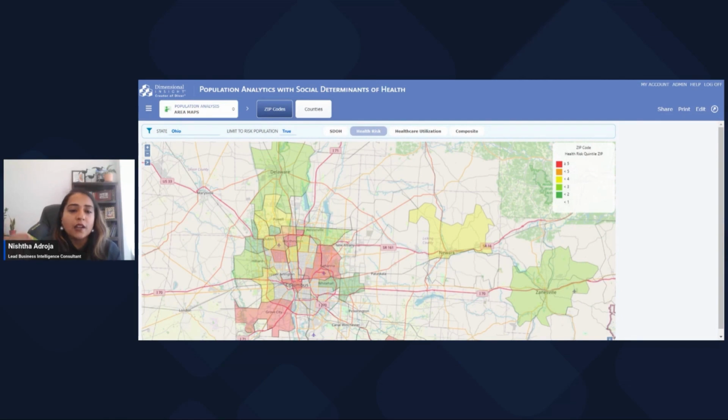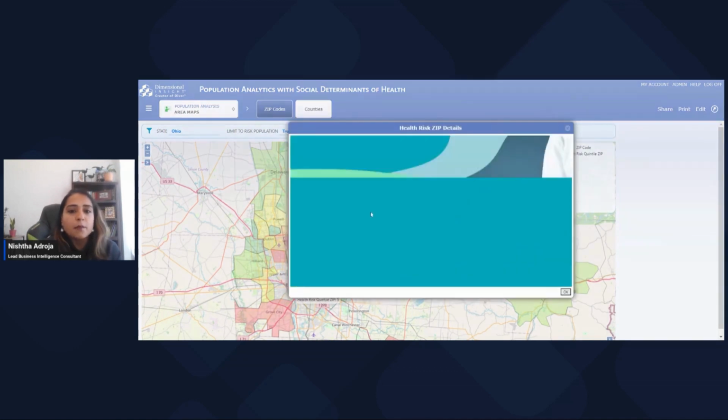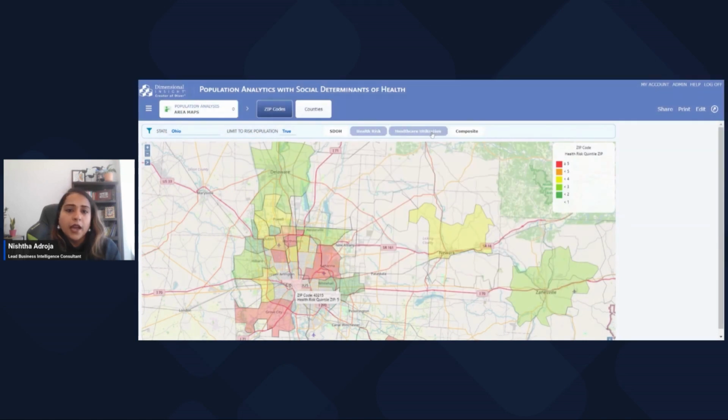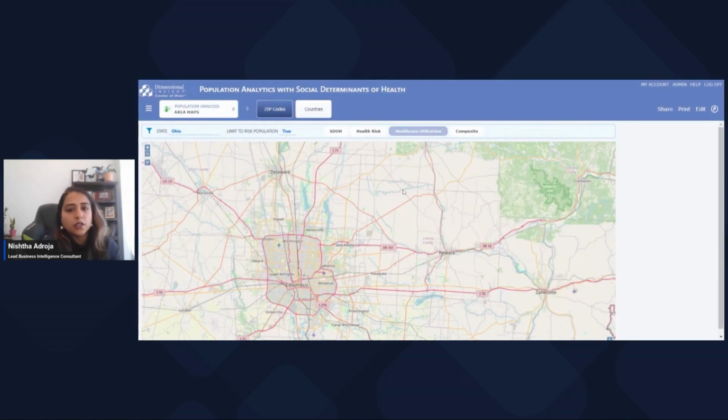The second is the health risk quintile, and this means the higher the value of the quintile, the higher the risk the patients are to develop certain health conditions. And looking at the same zip code, you will see the quintile value, the patient IDs, their risk level, and the risk scores.